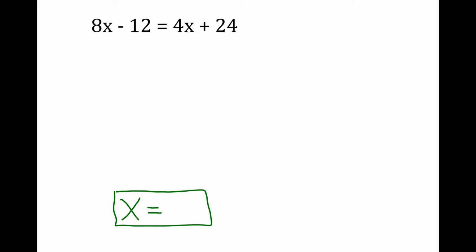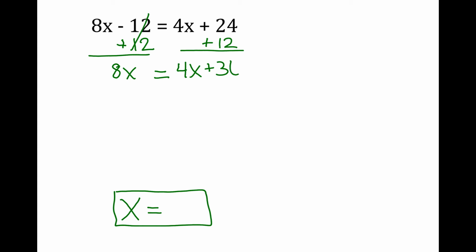So let's make these 12 cancel out. And since it's being subtracted, I'm going to add 12 to both sides. Over here, the 12's cancel, and we're left with 8x equals, we didn't do anything with the 4x yet, so just bring it down. And then 24 plus 12 is 36. Okay, we're almost there.